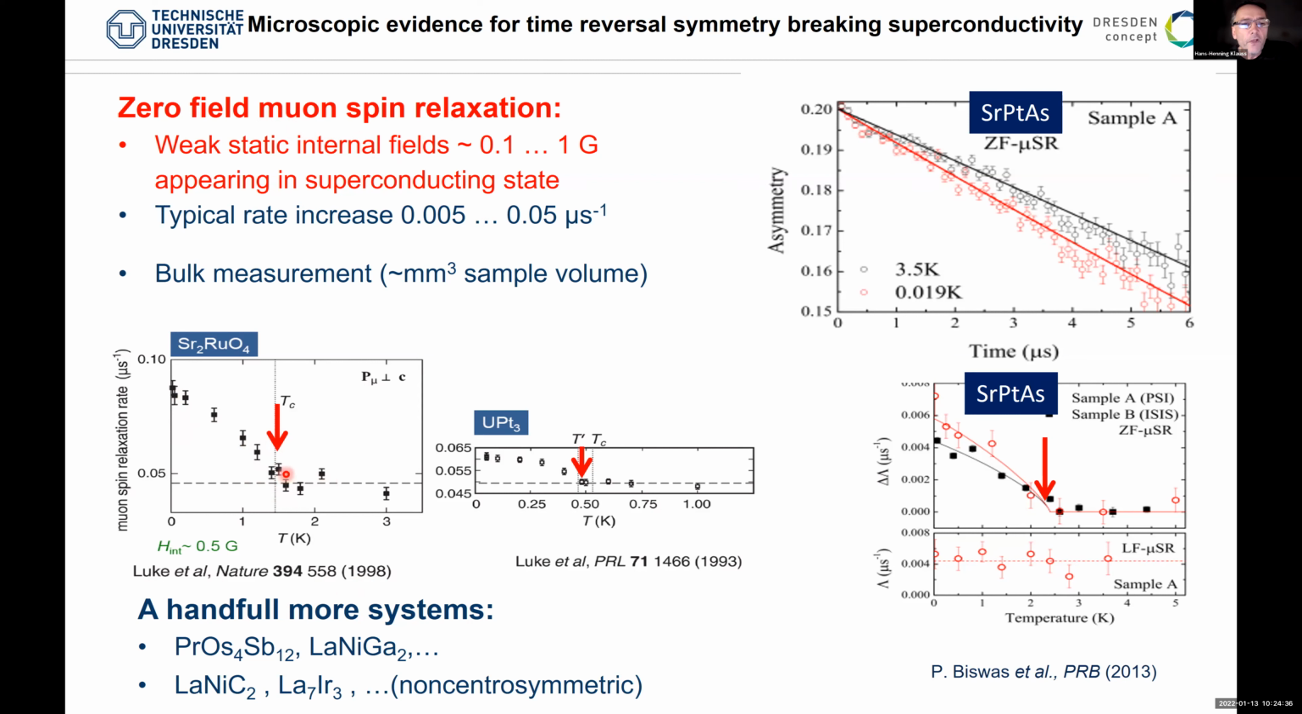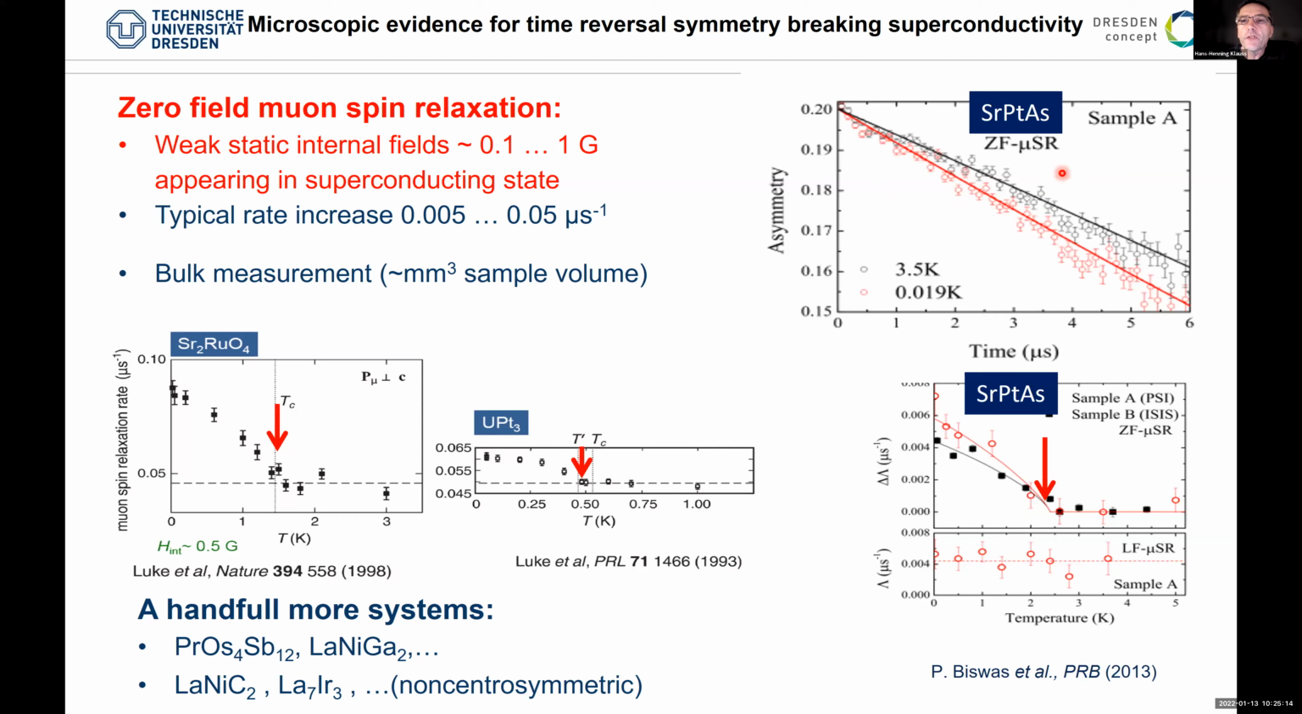Then he also measured, even earlier, uranium platinum 3. There you could also see that below the second transition, there is an upturn in the zero field relaxation rates. And this comes from spontaneously appearing, very weak fields. These are small numbers in the units we use, 500s or 5,000s of an inverse microsecond. That already tells you this is at the lower resolution we have in μSR. So one really has to work hard to see that.